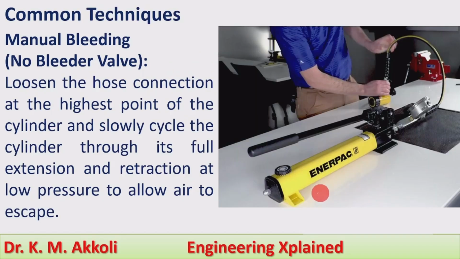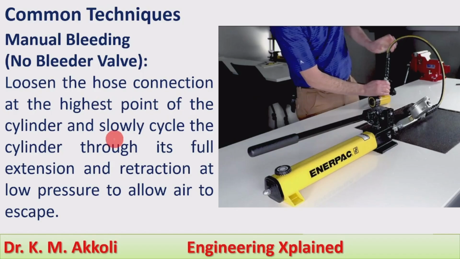Some common techniques used for removing air from the hydraulic cylinder are: the first one is manual bleeding, with no bleeder valve. Here the bleeder valve is not there, but manually we can bleed or remove the air. Loosen the hose connection. The hose connection should be loosened at the highest point of the cylinder.